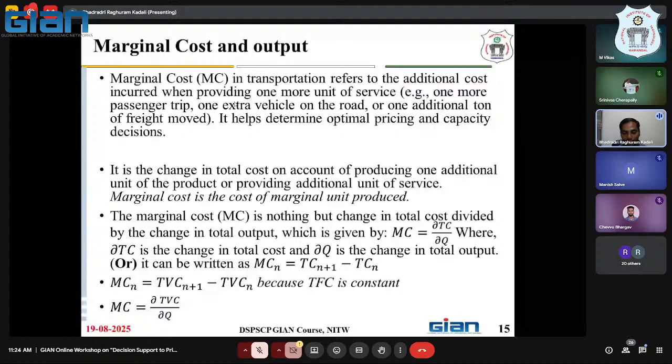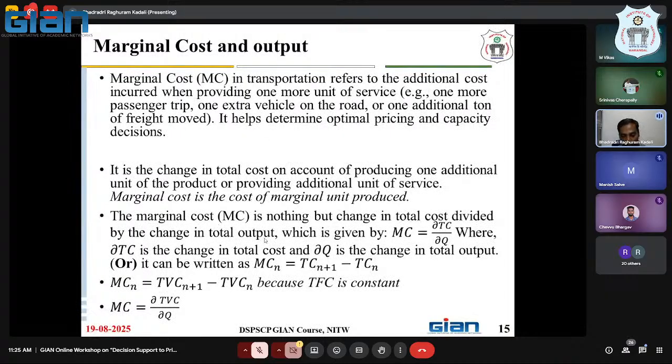Now mathematically, the marginal cost is nothing but the change of the total cost divided by the change of the total output. So if I want to know the total change of cost in terms of operating more buses, then what is the total change of the demand with respect to the more buses? This marginal cost can be given at different periods of time.